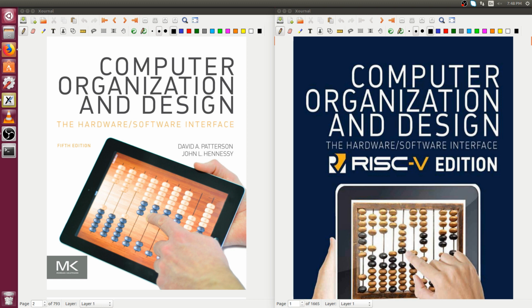So we got to make a decision here. Now, there's not much difference between these two books. Not much, but there are some subtleties, mainly because one of them is written completely for MIPS, one of them completely for RISC-V.